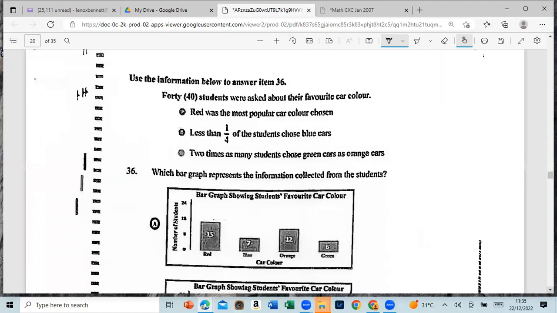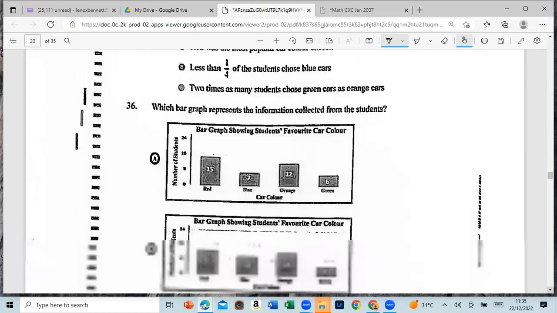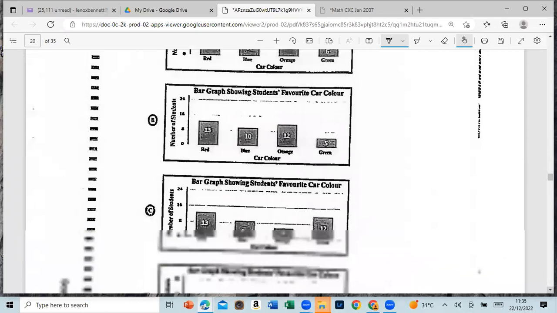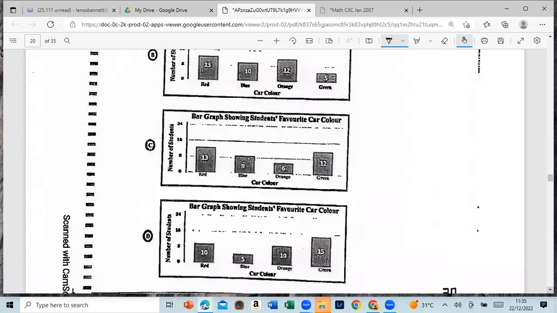So you're gonna look and tell me which one of them makes sense. Red was the most popular. So let's go. In all of them, I think red is the most popular. No, except for this one. It couldn't be D. So we are doing the elimination process. You guys realize that? If red is not the most popular one, that means it couldn't be that. All right, let's go to the next clue.